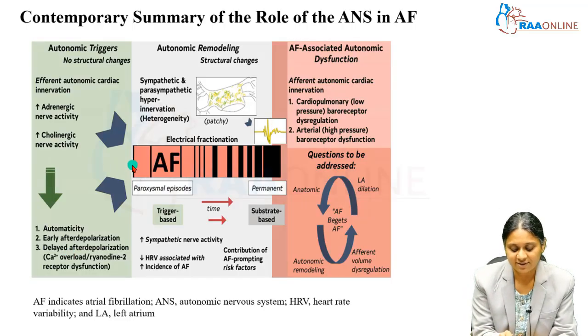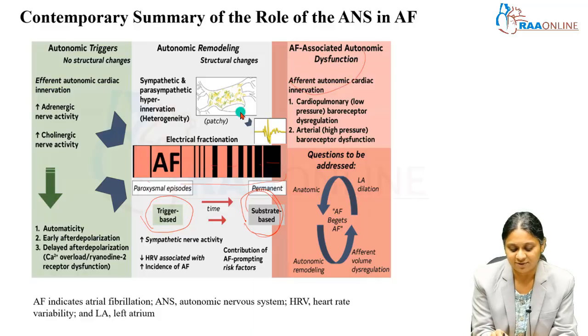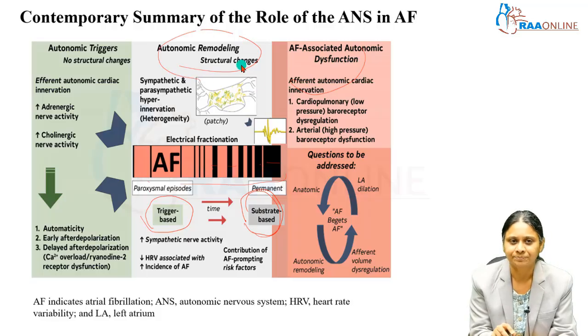Here you can see the first paroxysm and the second paroxysm widely spaced, then the paroxysms become more frequent, they persist for longer and they persist for long and become permanent. So, what happens between this paroxysm to permanent atrial fibrillation? They change from trigger based to substrate based. So, formation of the substrate is taken care of by autonomic dysfunction. So, autonomic dysfunction causes structural remodeling.